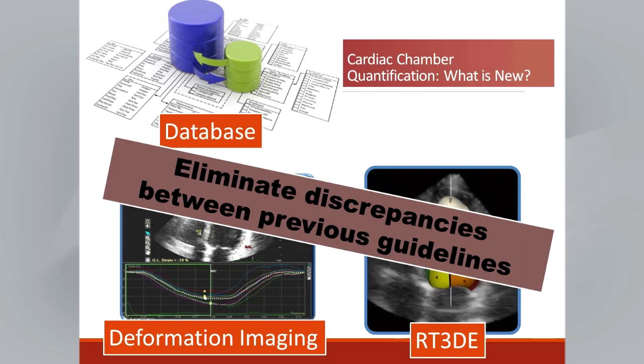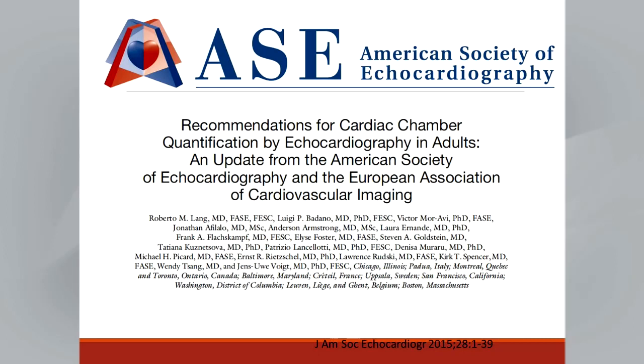One of the important new things is that as these old guidelines came about, we then saw guidelines on diastolic function and right ventricular function and so on. And as these guidelines popped up, there were certain discrepancies between them. So we hope with this new document to eliminate some of these discrepancies. This here is the new document that was published last month in the Journal of the American Society of Echocardiography.